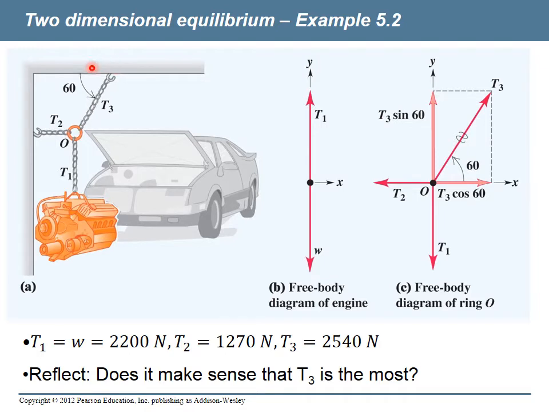Let's go back and look at the picture here. Tension 1 has to support the entire weight of the engine, right? So you might think that one should be the biggest since it's supporting all the weight. But don't forget that tension 2 is holding against the wall, and isn't lifting it at all. Tension 3 is not only lifting it, but it's also pulling it out to the side. So it's all the weight plus whatever tension is here. So it does make sense that T3 is the most.